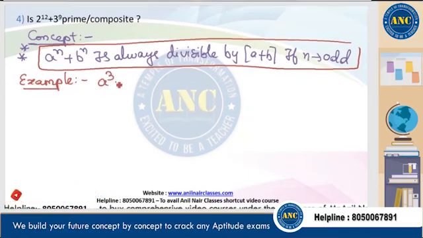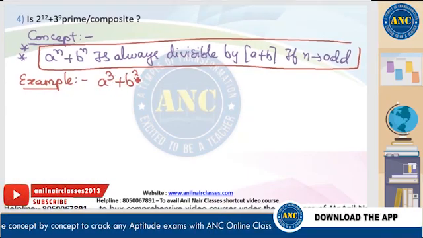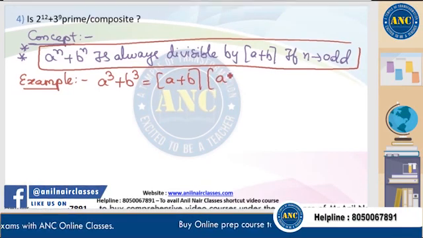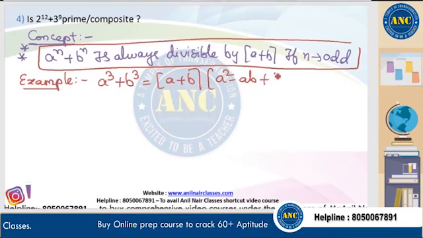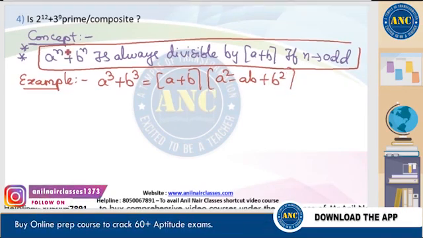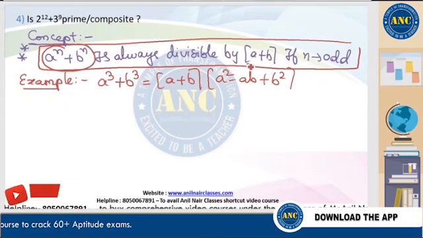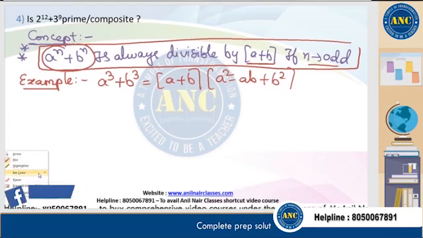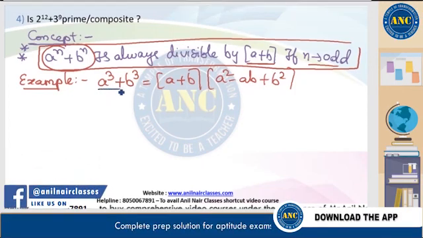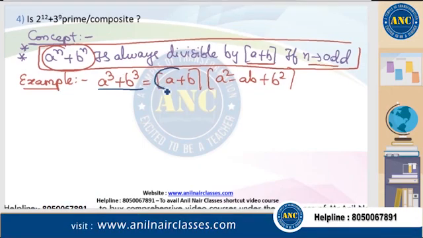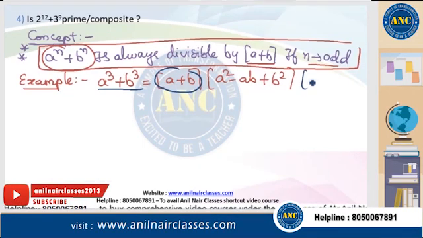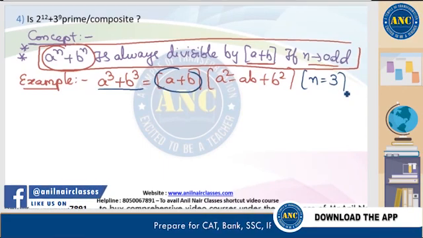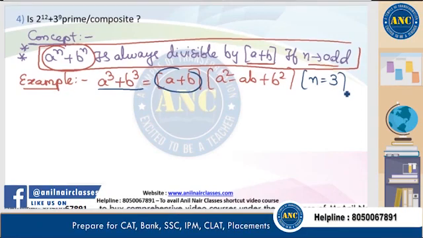a cube plus b cube, because the power should be an odd number. a cube plus b cube is nothing but a plus b into a square minus ab plus b square. What is that statement? a power n plus b power n is always divisible by a plus b if n is an odd number. So for a cube plus b cube, n is 3, an odd number, so it is divisible by a plus b.